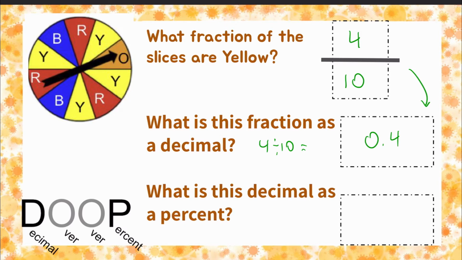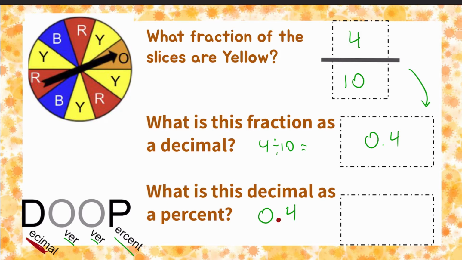Let's say we wanted to describe 4/10 or 0.4 as a percent. Here's a little trick that you can use. I call this DOOP. It stands for decimal over percent. So what you do is you take whatever number you want to convert either to a decimal or a percent, and you ask yourself, am I starting as a decimal or a percent? In this case, I don't see a percent sign with this number, so we are starting as a decimal.